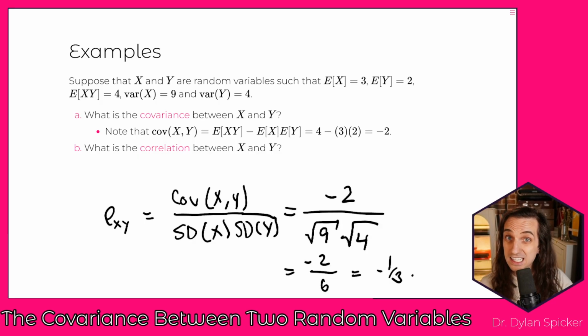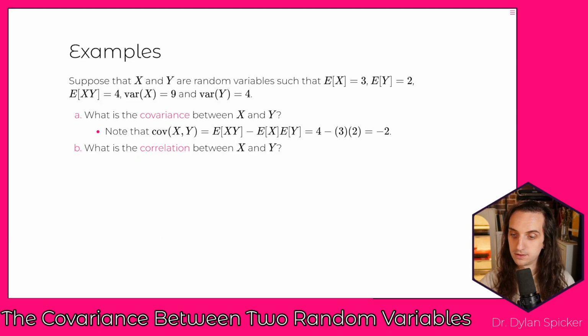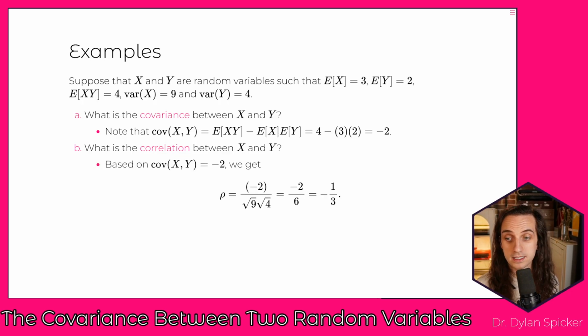Okay, and so we have a negative correlation here, and it's a moderate negative correlation, right? It's not as strong as it can be, but negative 1 over 3 is going to be sort of a moderate value. So again, to calculate our correlation, we take the covariance as negative 2, divided by the square root of 9 times the square root of 4, that's negative 1 over 3, and that's our correlation here. And what is the correlation coefficient? How can we interpret that?